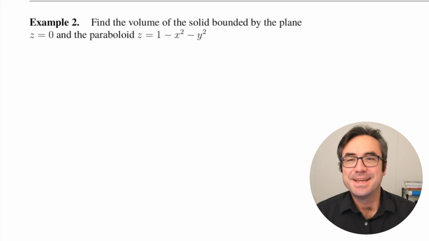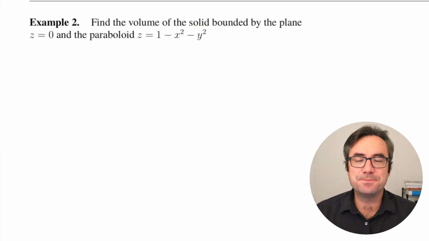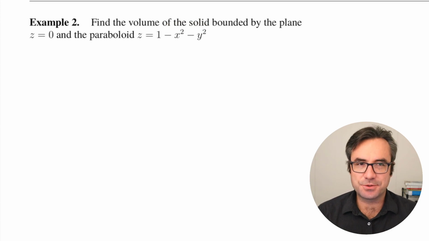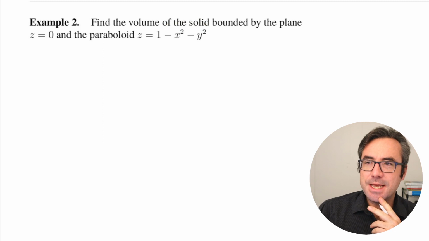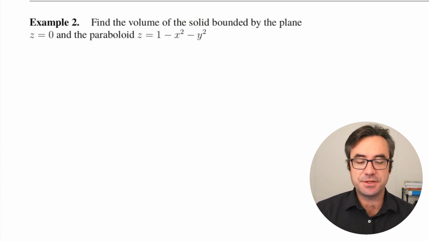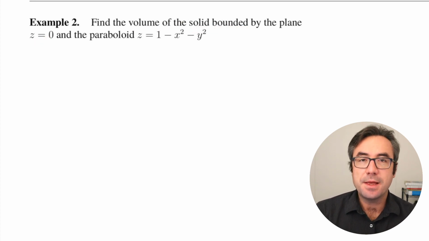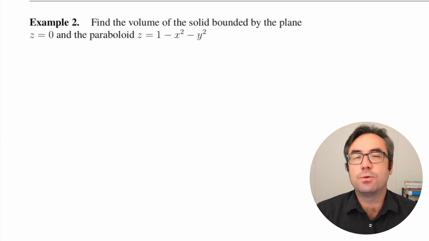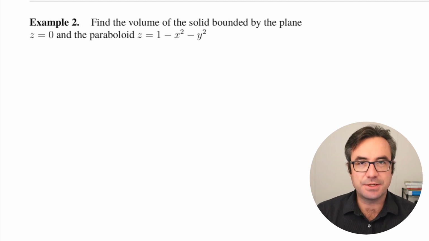Welcome everyone. Today we're just going to look at one example calculating double integrals using polar coordinates. And the example we're going to look at is this volume calculation. We're going to find the volume of this solid that's bounded by the plane z equals 0 and the paraboloid z equal to 1 minus x squared minus y squared.